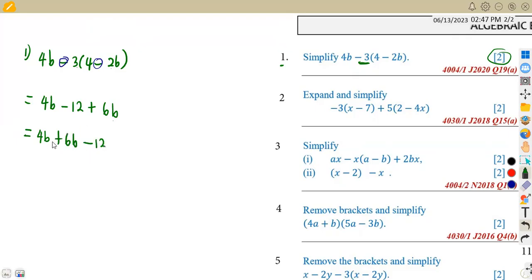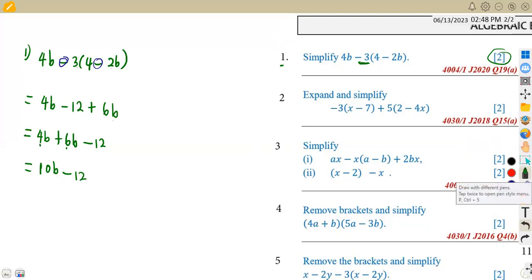Minus 12 is not common to these terms. It's not a like term, it's just a normal term. So you can add 4 and 6, which is going to give us 10, so that will be 10b. Take note on your addition there, you are focusing on the coefficients, which are the 4 and the 6. Then we are remaining with minus 12 at the end. So this is going to be 10b minus 12. This is how you simplify such given expressions, or expand such expressions.